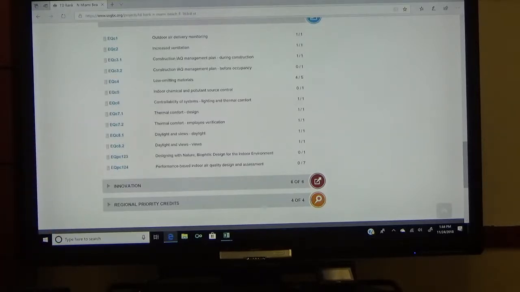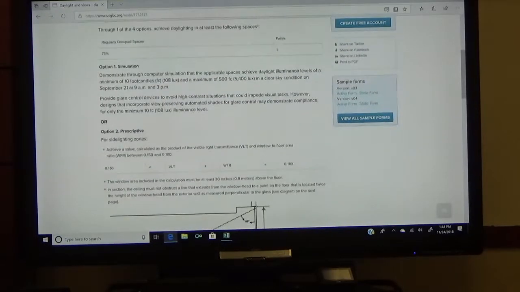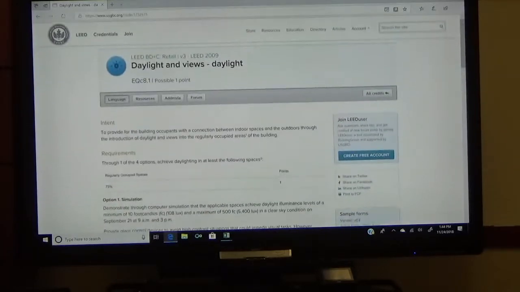Getting on down, once again, more air quality things. On the left-hand side, EQ C1, is that something clickable? Environmental quality standard. You probably click on that and it'll pull up all the details. It's taking a while to pull up, but it's going to tell you the measurable standards for that particular credit. There we go, right there. That's a lot of information.